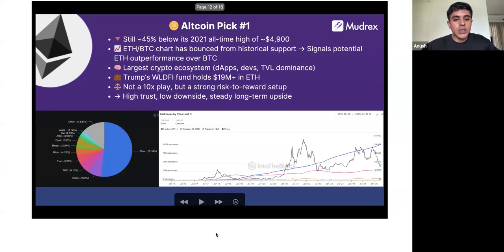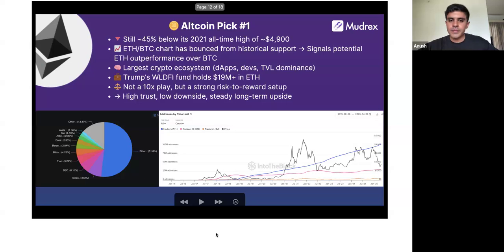Next, there's also the institutional angle, which we often overlook, right? We have Ethereum spot ETFs now. They're approved, they're live, they're trading. That's a huge deal. It basically makes ETH more accessible to big money, retirement funds, and institutions as well. Even Donald Trump's own World Liberty Finance, his fund, is holding over $19 million worth of ETH.